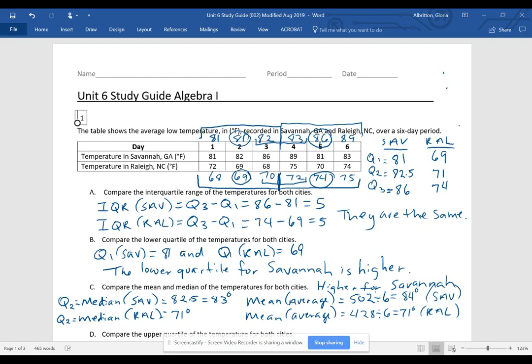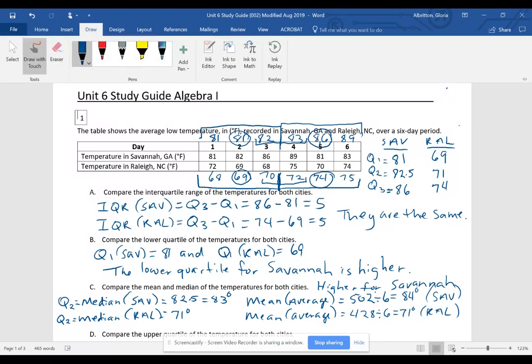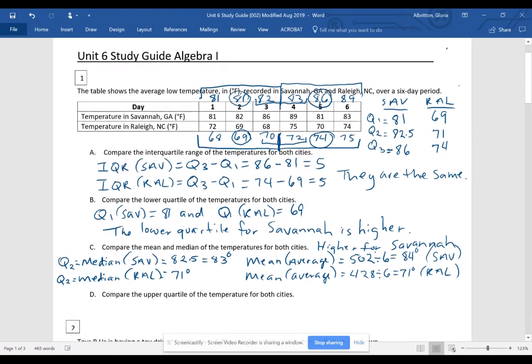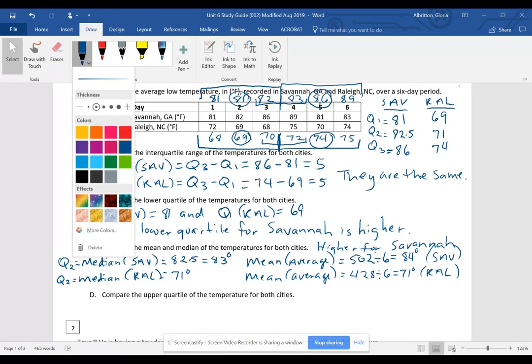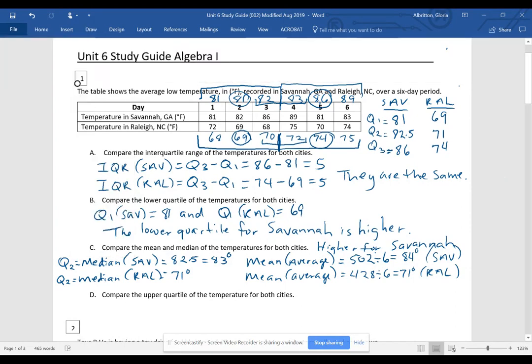Okay, let's get to letter D. So D is asking us to compare the upper quartile of the temperature for both cities. So let's do that. We'll keep the same color. And we already have that. So there's some good news. The upper quartile is the same as our Q3, our quartile 3.